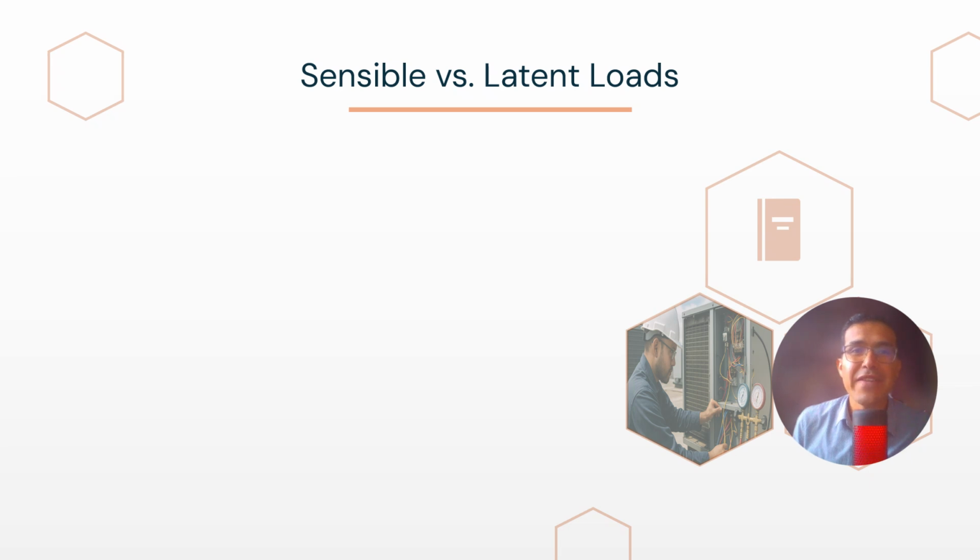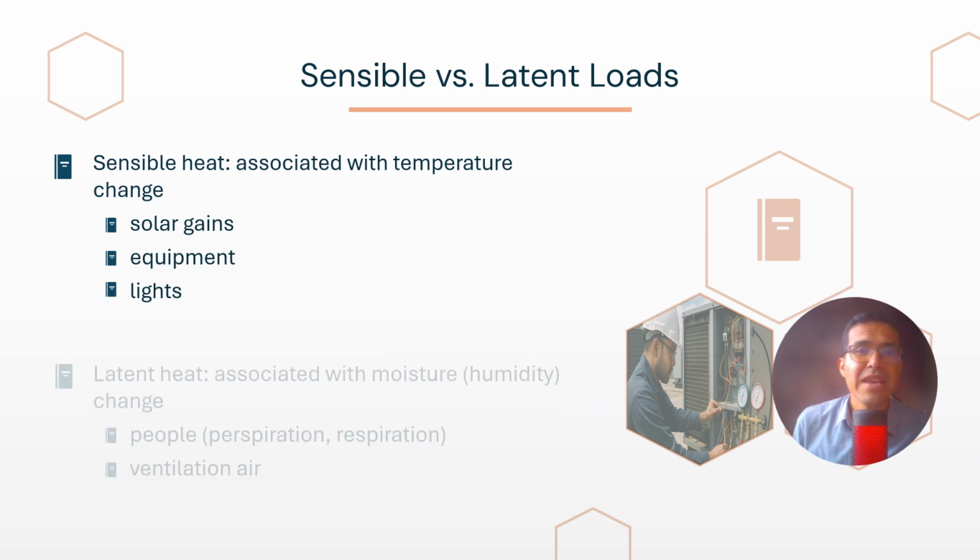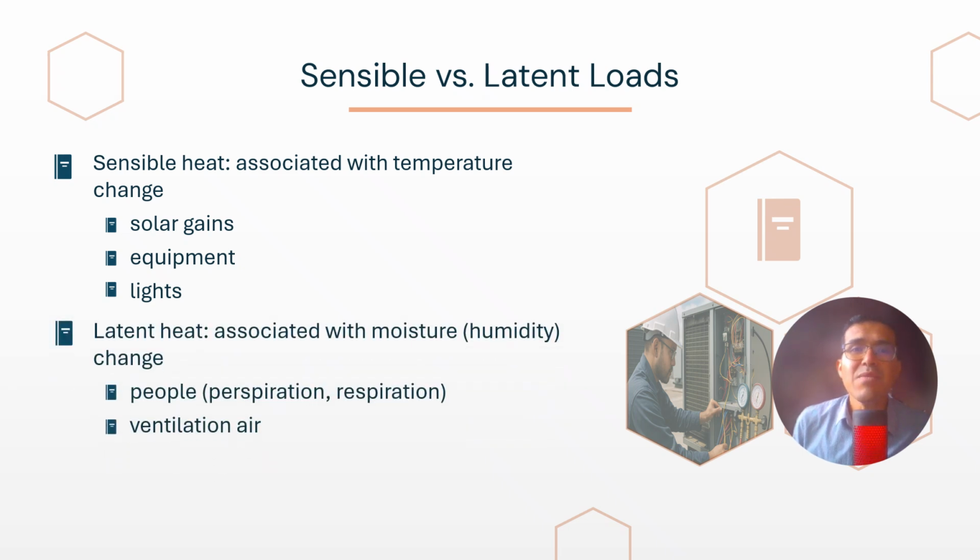Thermal loads can be divided into two main types: sensible and latent. Sensible loads involve changes in air temperature and are the most common type in HVAC calculations. Examples include sunlight heating a room or heat from computers and lights. Latent loads, on the other hand, involve moisture. When people exhale or sweat, or when outside humid air enters a cooler space, moisture must be removed by the HVAC system to maintain comfort. It is important to distinguish between these two types of loads because they affect how HVAC systems are designed differently.